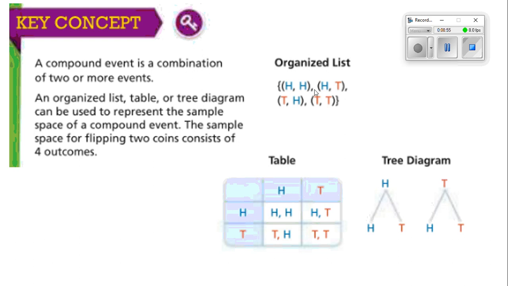And we can see that using an organized list. It could be heads, heads, heads, tails, tails, heads, tails, tails. We could use a table. We have heads and tails over here and heads and tails over here, which gives us heads, heads, heads, tails, tails, heads, or tails, tails. Or we could use a tree diagram, which gives us heads, tails, and then each of them branching off to heads, tails again. Once again, 1, 2, 3, 4 different possible outcomes.